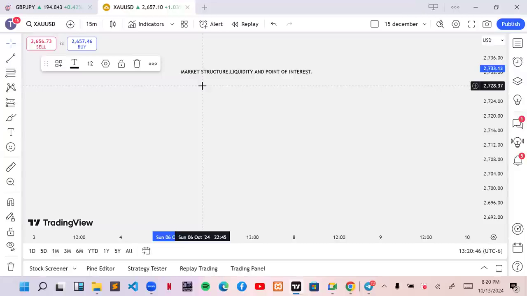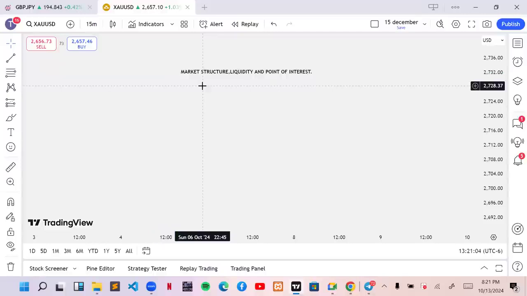I will take one point of interest in this class, that is order blocks. Then in the next class, I will take breaker blocks and order blocks, differentiating between the two of them and knowing when to use the order block and when to use the breaker block.